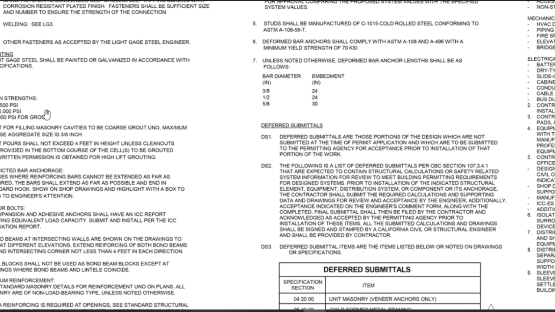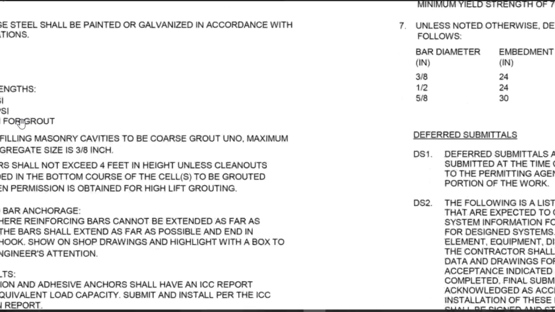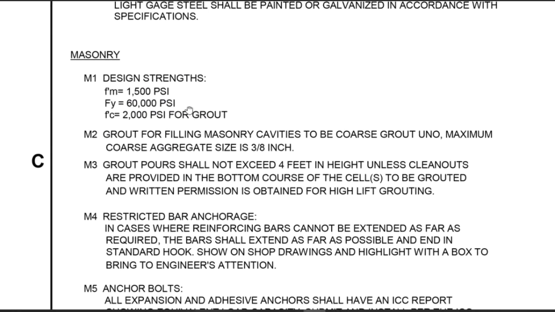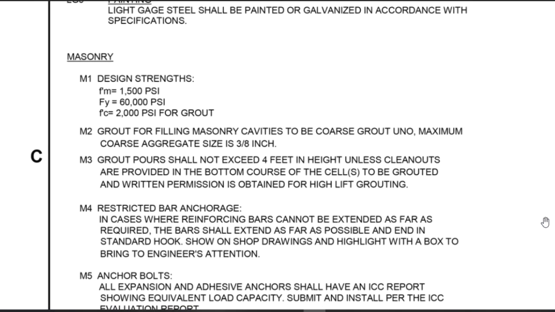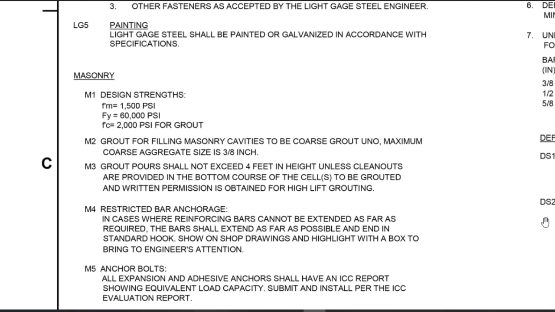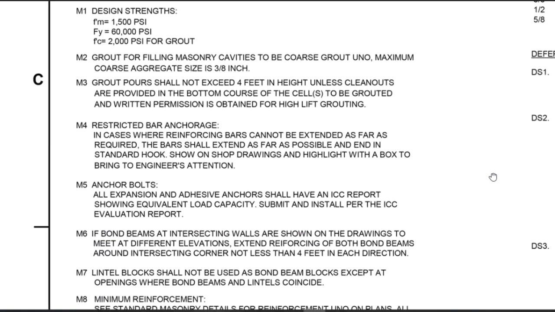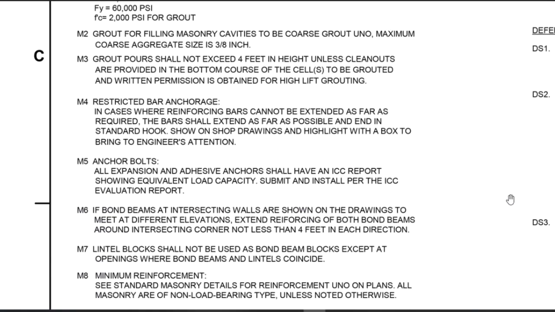Now let's review typical CMU details on structural drawings. It can be found on the first structural drawings with the letter S, typically S101, S001, or S002. Masonry notes that describe CMU characteristics such as compressive design strength of CMU and grout. Grout pour height requirements. Also, you can see the reinforcement anchor specifications, lintel blocks requirements, reinforcing steel grade.